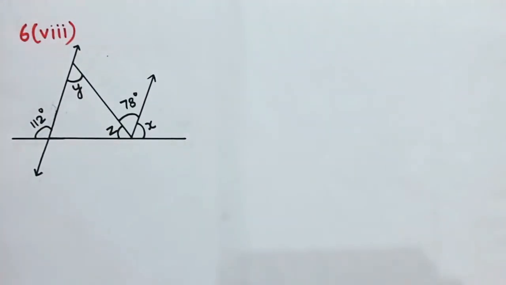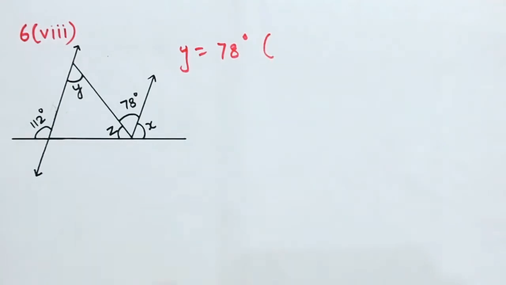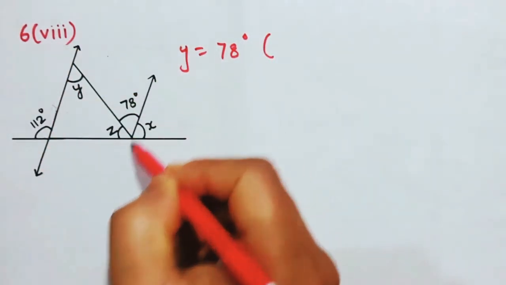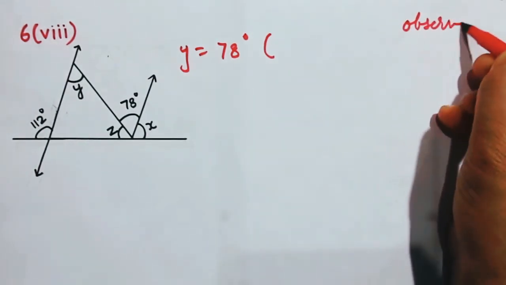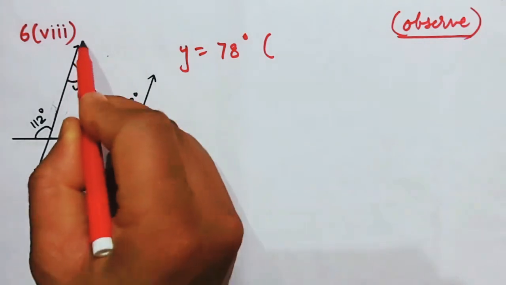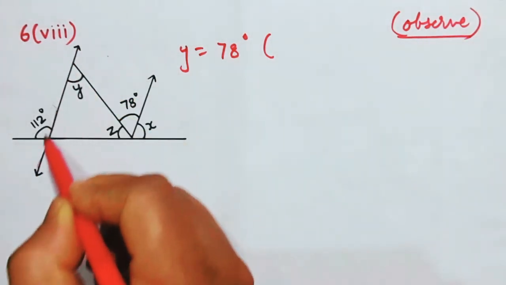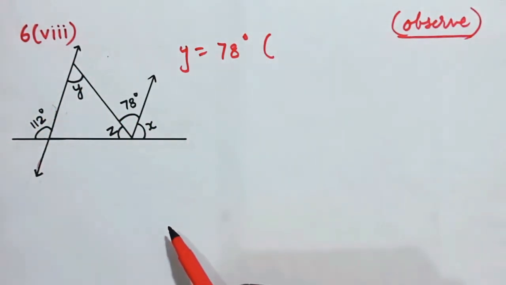So you can use your own method also to find out the angles. Okay, let's concentrate on the other one. Here I find it a little interesting. Why? Because first I am going to write y is equal to 78 degree. Why? Because these two lines are parallel. Beta, every time I tell you to observe. Until and unless you start observing, you cannot solve geometry, isn't it? Therefore, you can see these two lines are parallel, and this is the transversal.